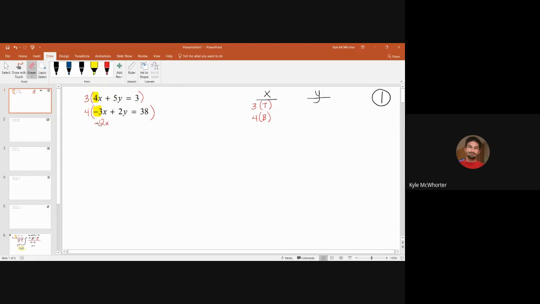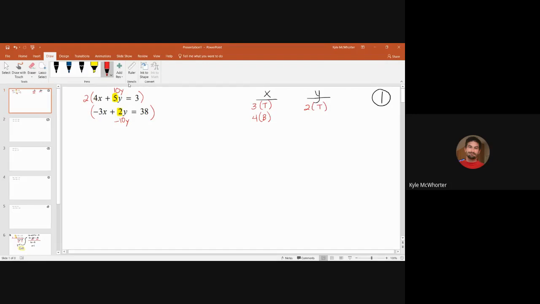So let's see what we would need to do if we wanted to cancel the y's. We would be looking at these coefficients now. What number do 5 and 2 go into? They both go into 10. So I would be looking to have 10y on the top and a negative 10y on the bottom. What would I multiply the top equation by to get a 10y? Well, 2 times 5y gives us 10y, so we would be multiplying the top equation by 2.